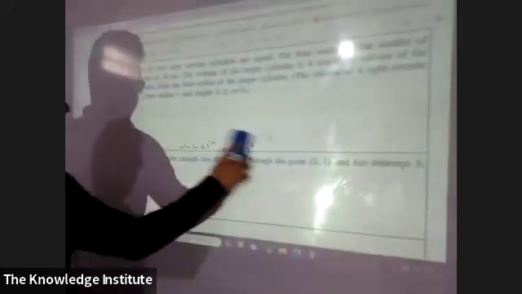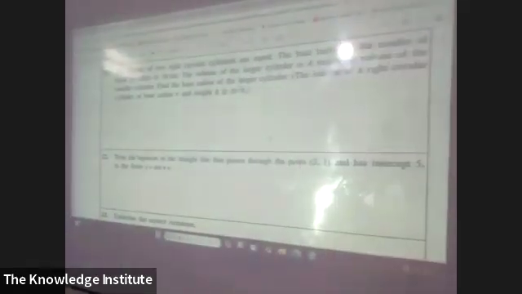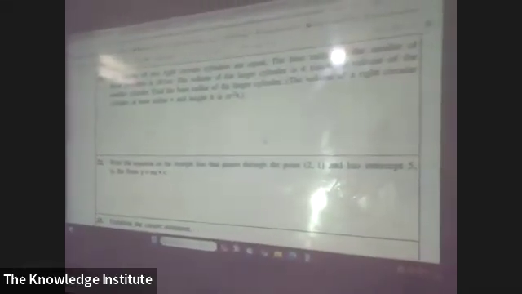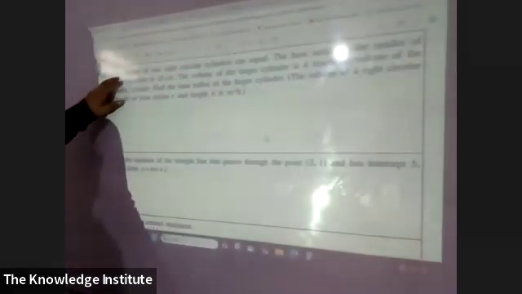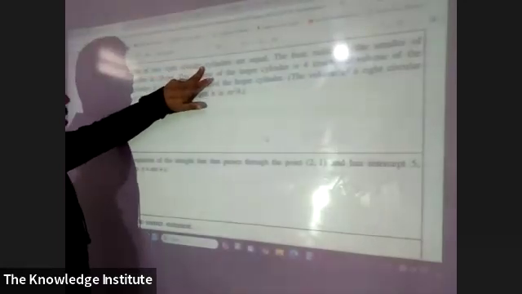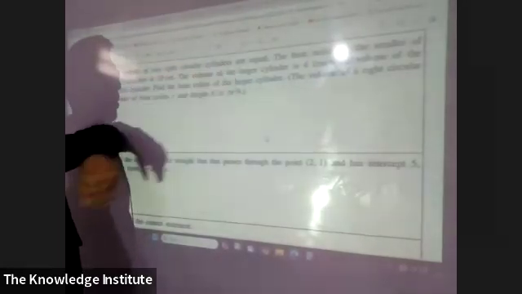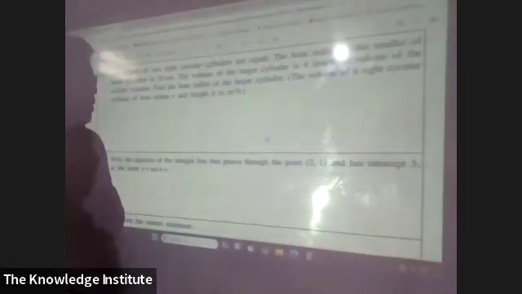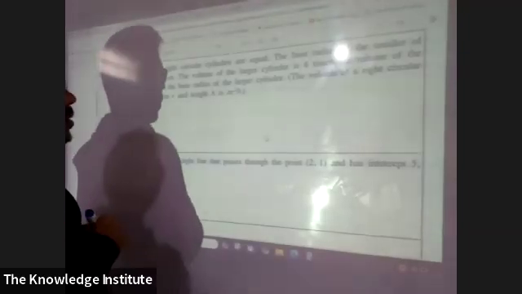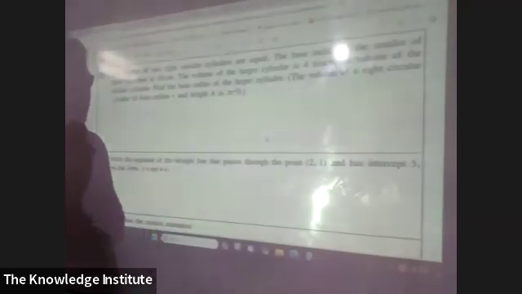Okay, 21st question. The heights of two right circular cylinders are equal. The base radius of the smaller of the cylinders is x.